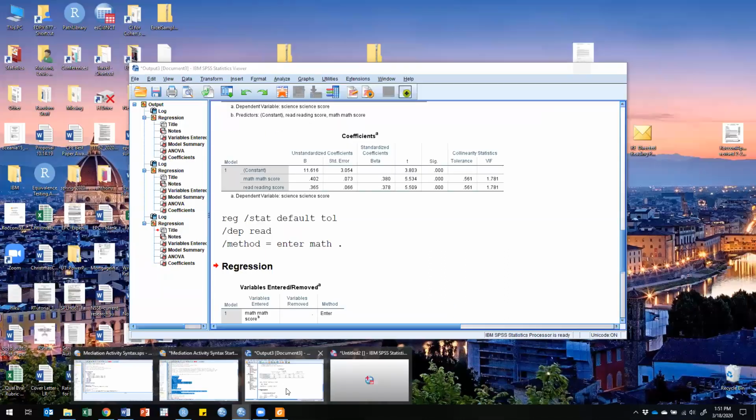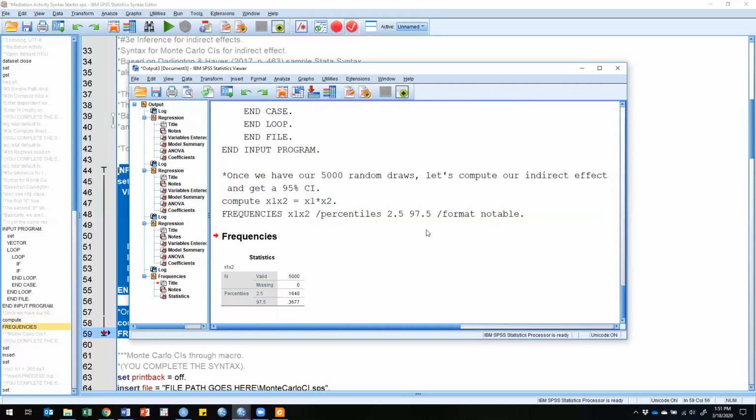We'll run this. And now we have a 95% confidence interval. This right here is our 95% confidence interval for our indirect effect. Since 0 is not contained in this confidence interval, it means our indirect effect is statistically significant. So we're 95% confident that the indirect effect is between 0.164 and 0.367.